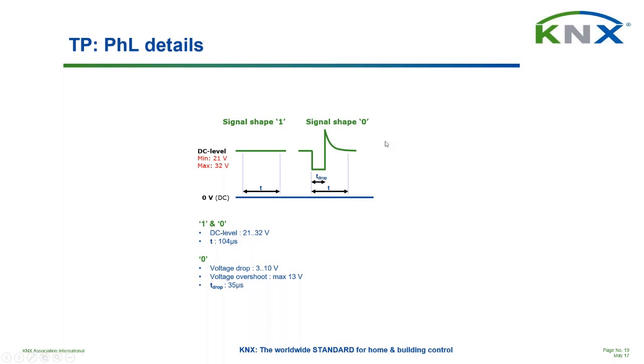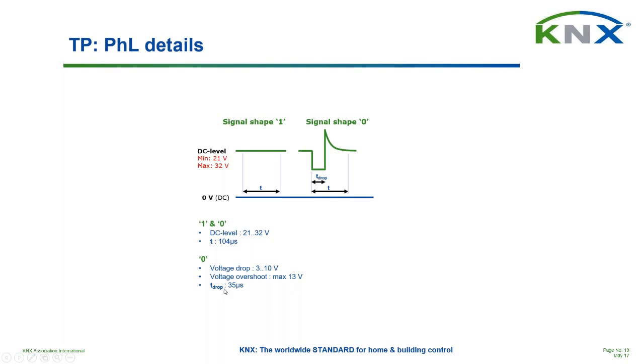Right? If we, however, want to send out a 0 on twisted pair, then the signal shall have this shape. So the shape 0 looks like this. That means there shall be a voltage drop of minimal 3 to 10 volts. And that is of course a reference to the DC level. So there shall be a drop of at least 3 volt. So this shall be at least minus 3 volt or minus 10 volt maximum.